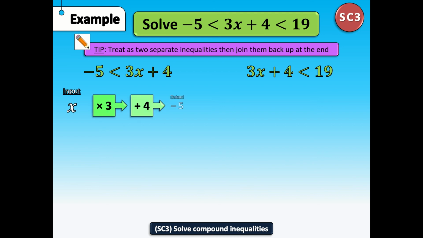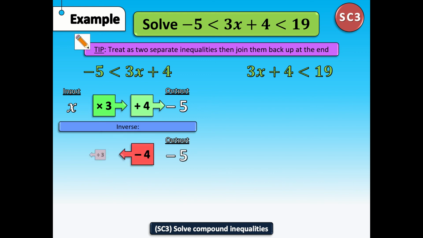So I start with the first inequality and I solve it using a function machine. So I work backwards doing the opposite. Minus 5 take away 4 is minus 9, and minus 9 divided by 3 will be minus 3. So I can say minus 3 is less than x.